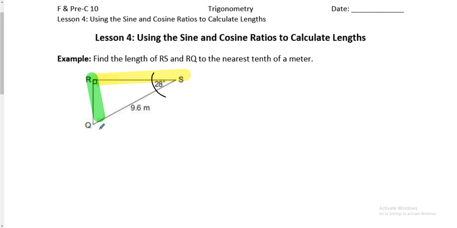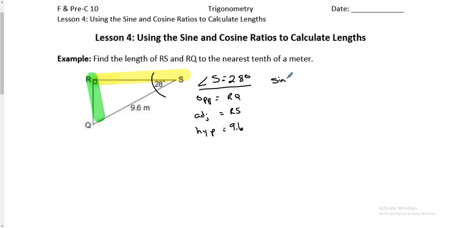There is another way that we could do that by finding angle Q, but we'll just start with the information that we're given. So angle S is equal to 28 degrees. Our side opposite is equal to RQ. Our side adjacent is equal to RS. And our side hypotenuse is equal to 9.6. Now it doesn't matter where we start, so let's just start with sine.